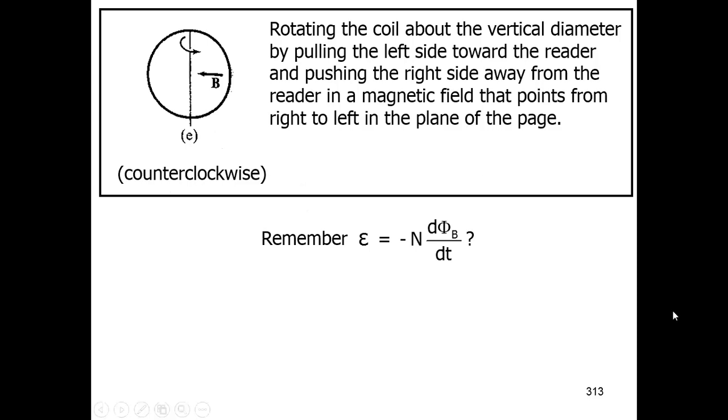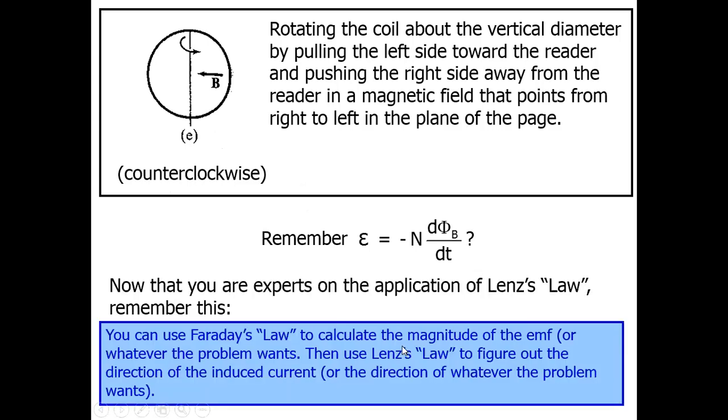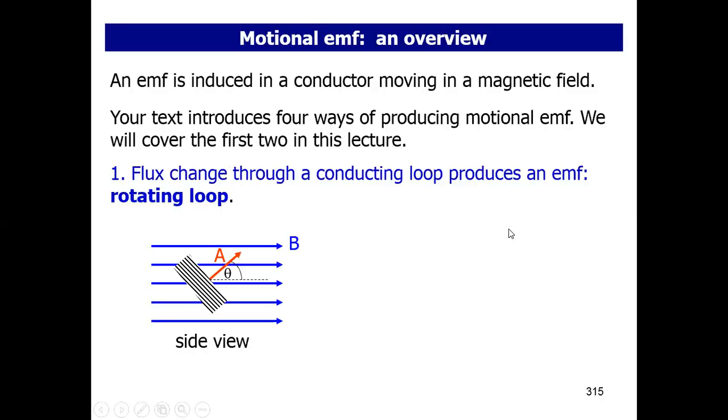So this is what the minus N d phi by dt was explaining. This equation is now a combination of both. Faraday's law is giving the magnitude of the EMF and this negative sign is deciding the direction of the EMF. Yes or no? So this statement is a combination of Lenz's law and Faraday's law. Then there is a term, motional EMF.